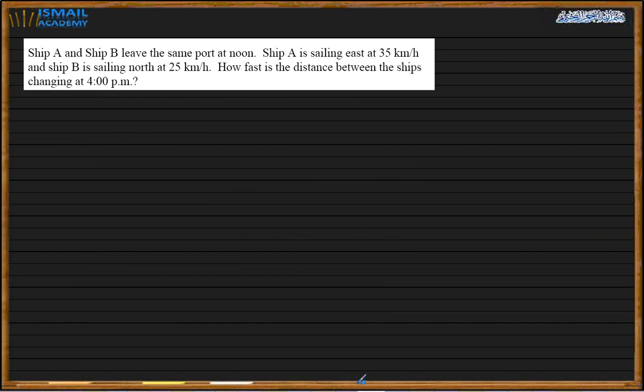Ship A and ship B leave the same port at noon. One goes east and the other goes north, so they create a right angle. We know the first one goes at a speed of 35 kilometers an hour, and this one goes at 25 kilometers an hour. How fast is the distance between the two ships changing? I'm looking to find out how fast this distance is changing.